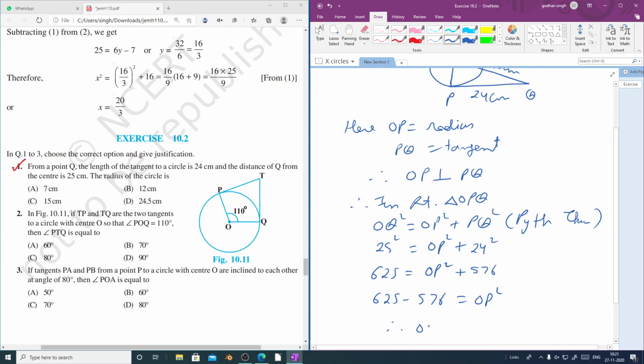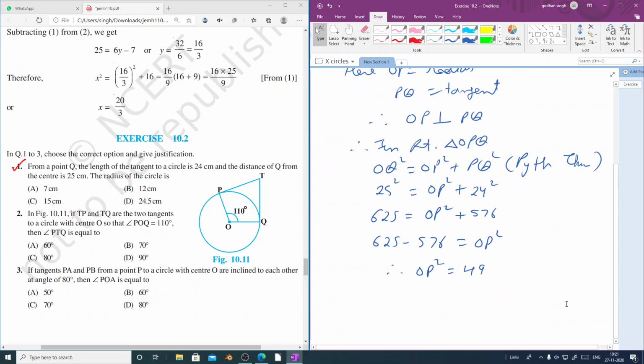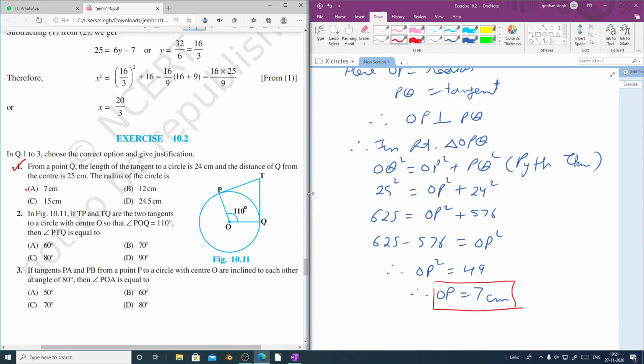Therefore, we will get OP square equal to 49, and taking the square root on both sides, we will get OP equal to 7. And what is the unit given here? Centimeter. So it is a must to always write the unit. So OP is equal to 7 centimeter. We will not write simply 7. So the radius of the circle is 7 centimeter. So with this, question number 1 is over, and the correct option in this case will be A.